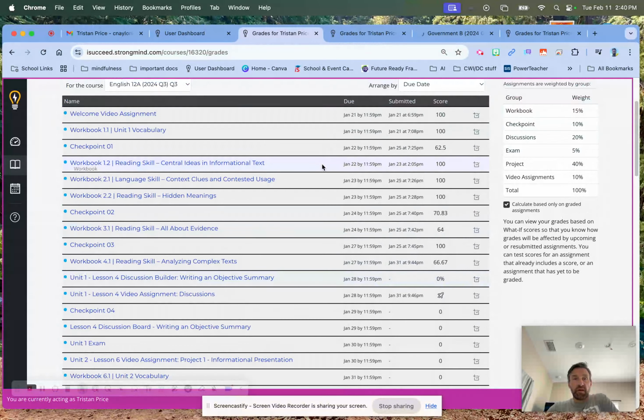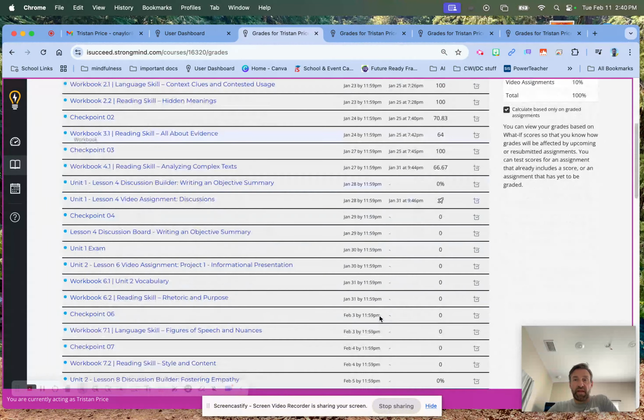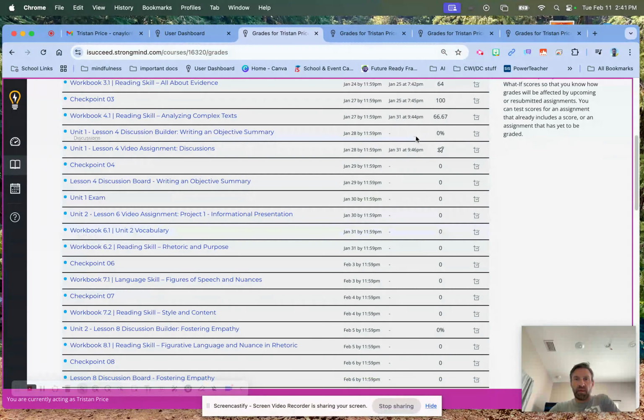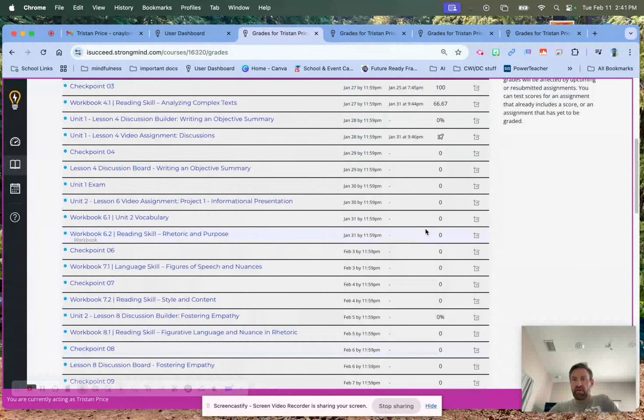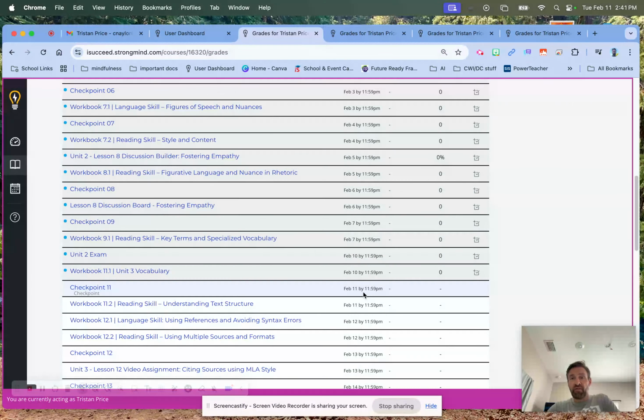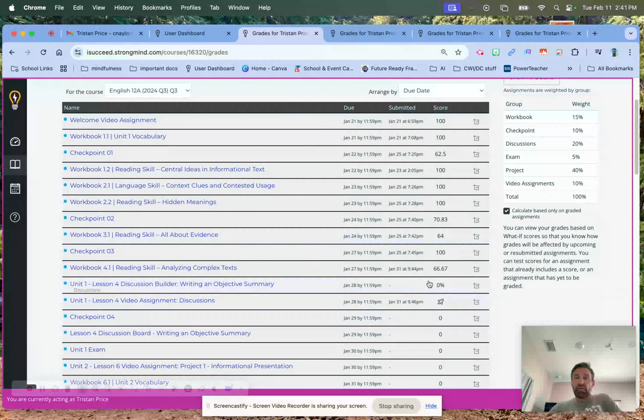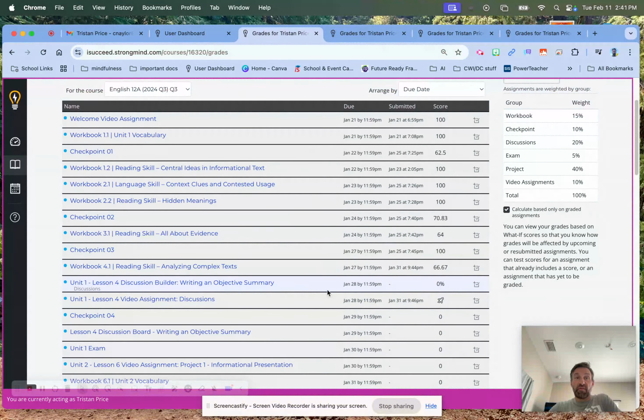So you can see in English 12A, the last time that he did any work was on January 31st. It looks like that still needs to be graded, but then it has all these zeros here that don't count. And every time a due date passes, so tomorrow, these two things will be zeros again. So he hasn't completed any lessons in this class in this week.